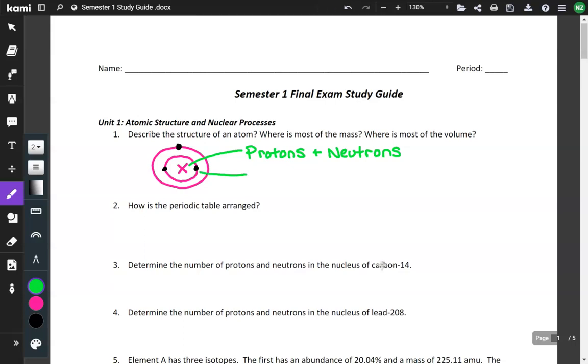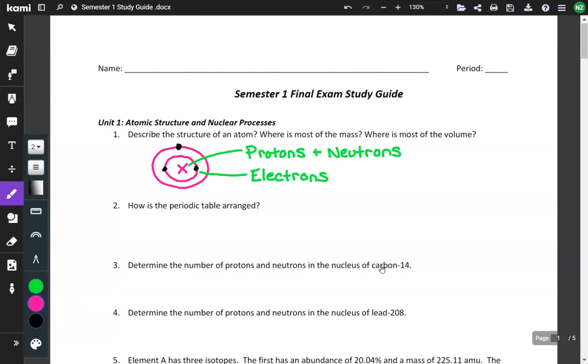And the electrons are in the electron cloud, and that's where the most volume is. So if you look at my diagram, that little X in the middle, if that represents the nucleus, that's a pretty confined space, but then as you start to get further out where those rings are, there's a lot more space, there's a lot more volume there. Everything's really spread out.